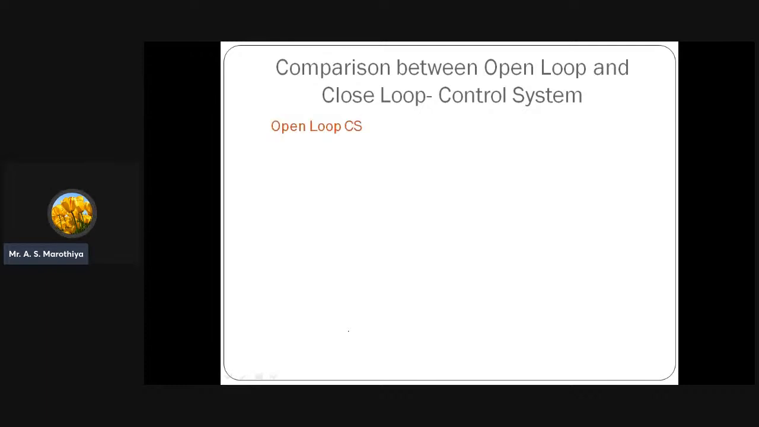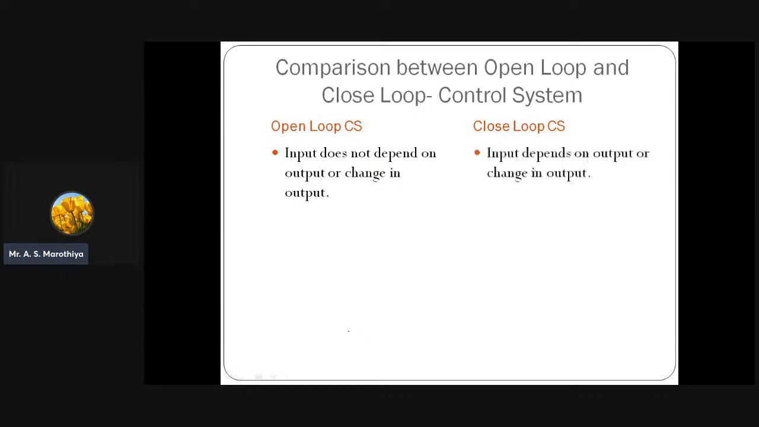So, in the first column we deal with open loop, and in the second column we deal with closed loop control system. In case of open loop control system, the input does not depend on the output or change in output, but in closed loop control system, input depends on the output or change in output. Here, no output calculations are required because it is open loop, but in case of closed loop control system, output calculations are required, and every time we need to calculate the value of output.